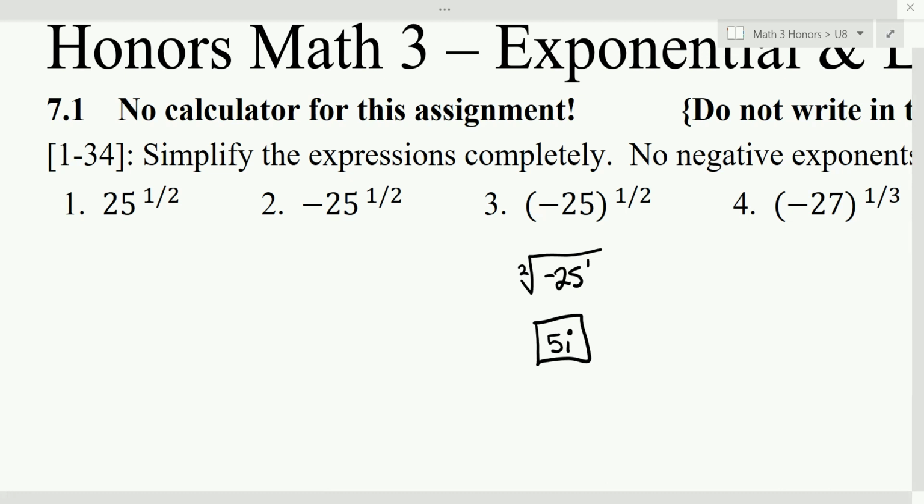So they almost look the same except for the parentheses. The parentheses here is saying that the negative also has the power of 1/2, where on number 2, the negative is not in parentheses, so that 1/2 power only belongs to the 25. So just be careful when you include that negative, when you don't. So that negative is just on the outside, and this would be the square root of 25 to the first power. So that would be negative 5 as an answer versus 5i.